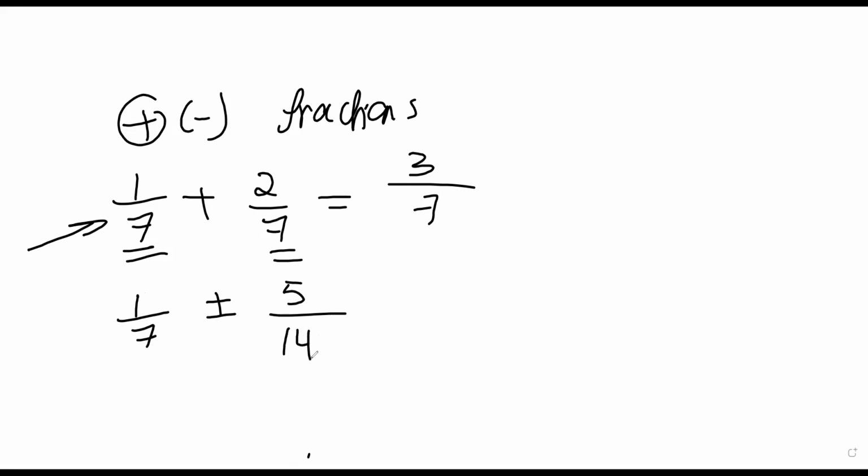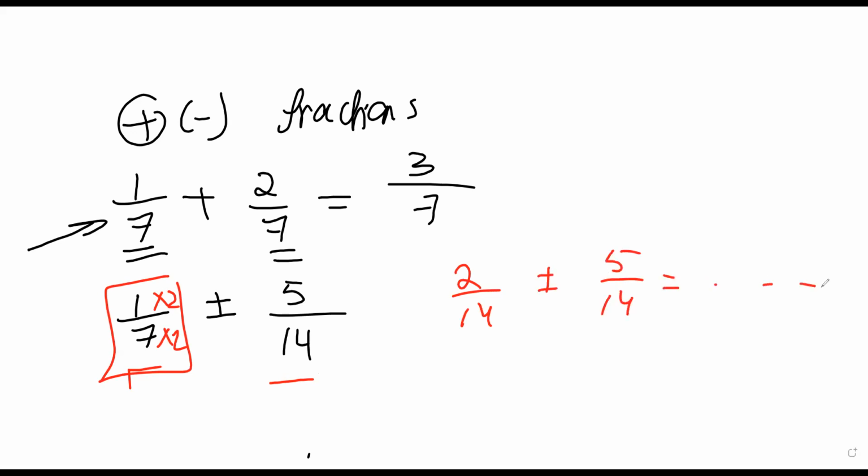Whether I'm going to add or subtract, as I said, whenever you add or subtract you have to make sure that the denominators are the same. Here, the denominators are not the same. Can I change them? Of course you can, and the idea is that I'll change just this one. I can easily change this fraction over here. If I multiply up and down by 2, this will become 2 over 14, plus or minus 5 over 14, and then you will get the answer.